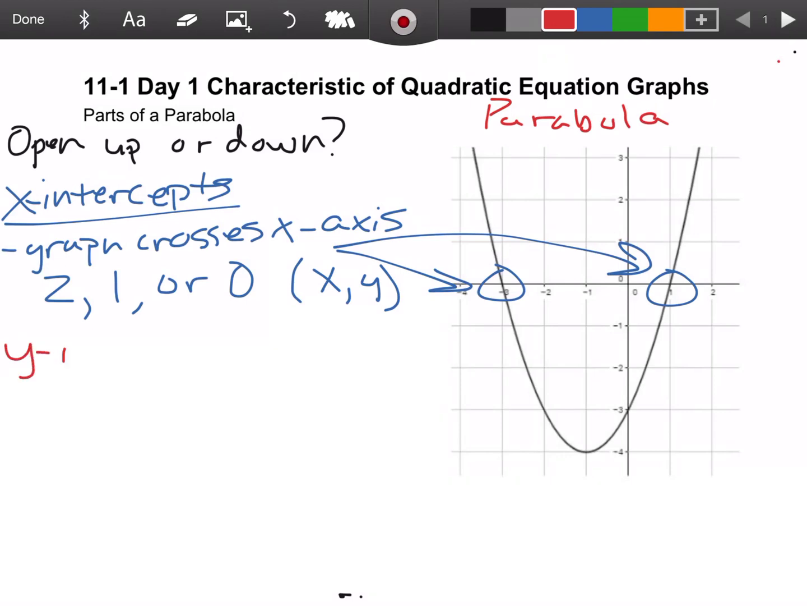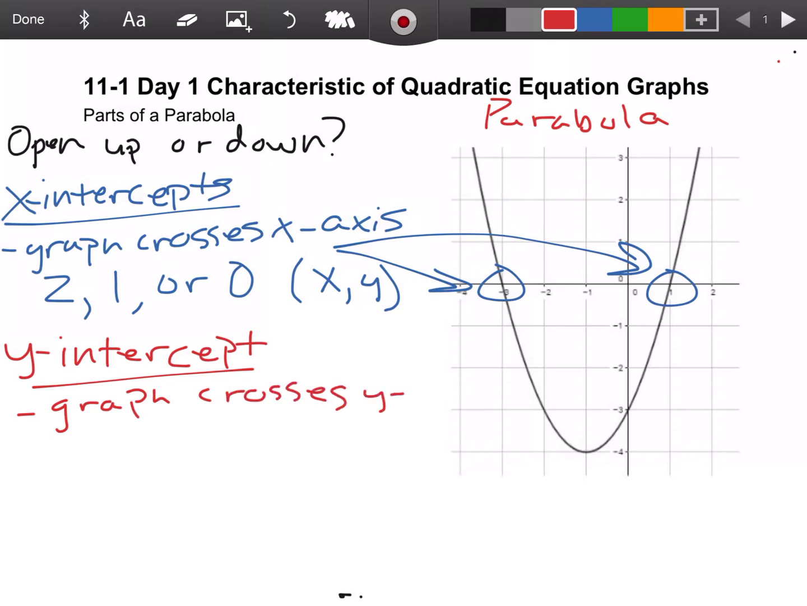So if we have x-intercepts, then we must have y-intercepts. And I should correct myself there, just y-intercept. There's only going to be one, and that's where the graph crosses the y-axis. That's going to be right there, the y-intercept. It's also going to be just the coordinate x, y, and there's only one. There's always going to be one, or else it wouldn't be a function.